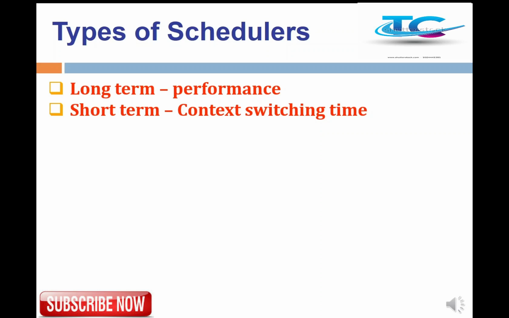So it will manage the context switching time. The third one is the medium term scheduler, which is used for swapping, that is, moving the process from main memory to secondary memory and from secondary memory back to main memory. We will understand the basic application of these schedulers in the 7-state process transition diagram.